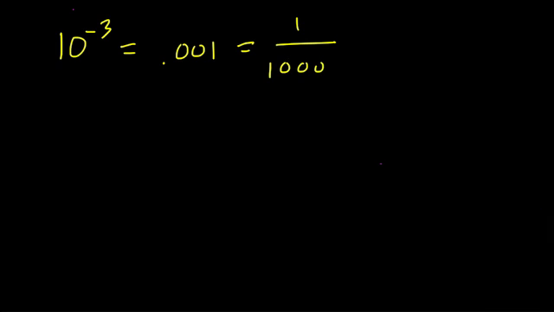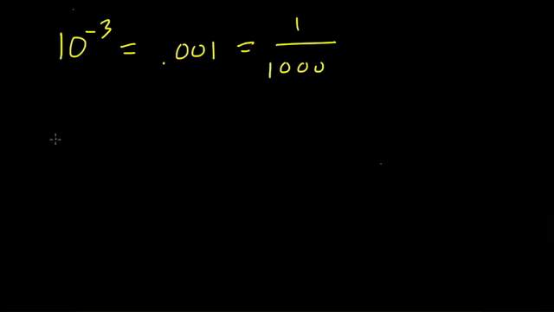What is the equivalent of 10 to the negative 3? Right, what does this equal in terms of a decimal? Well, the answer is 0.001 or 1 over 1,000, but let's just talk for a moment about why that is. Notice it's not negative. So what's happening here?